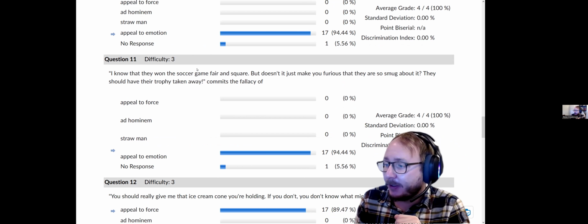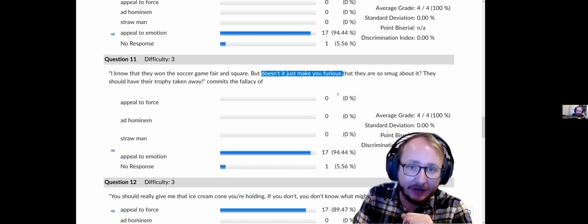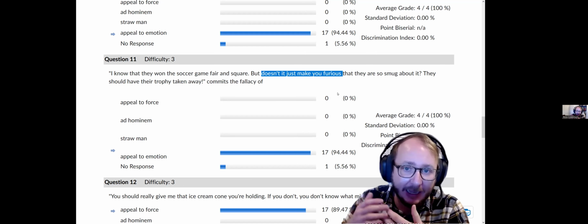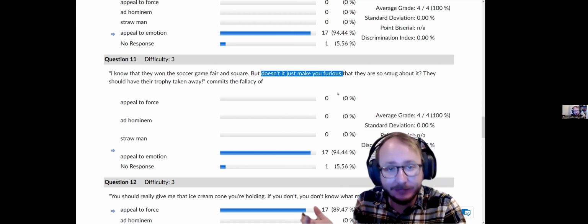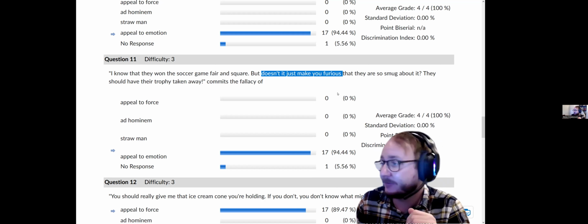Question 11 is an appeal to emotion. Doesn't it just make you furious that they were so smug about it? This is trying to get you to feel angry at the other side and therefore believe this conclusion, even though there's not really any good reason for it.